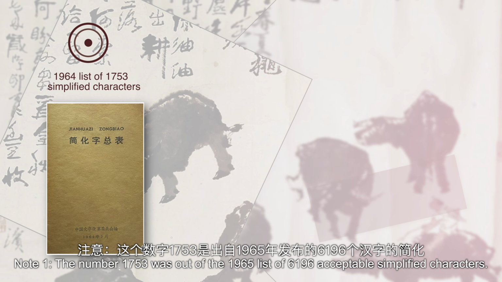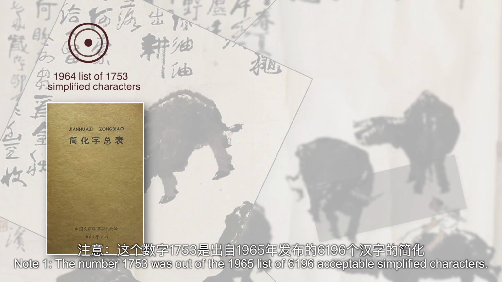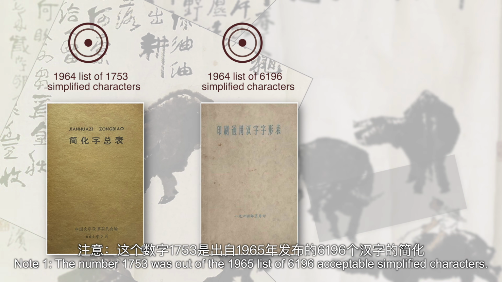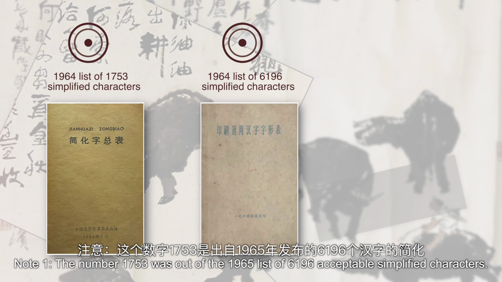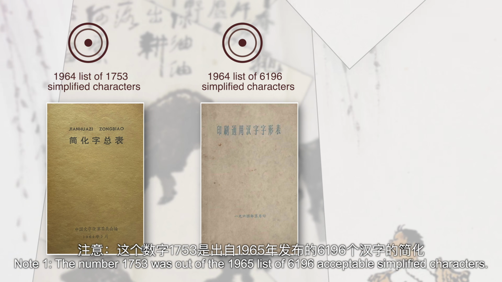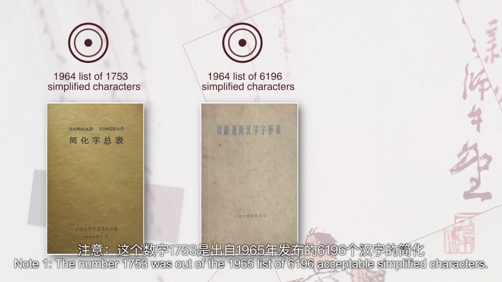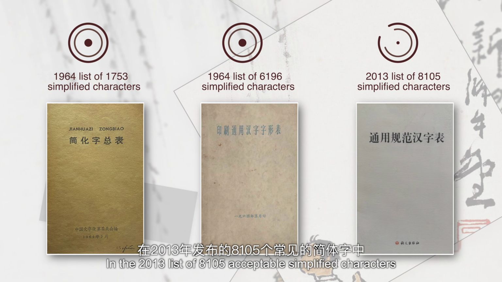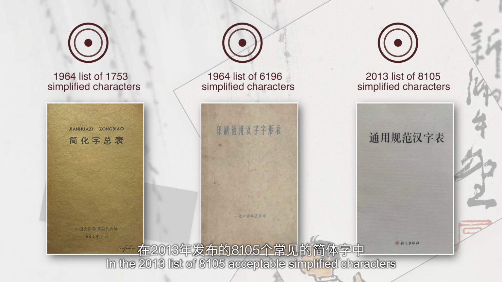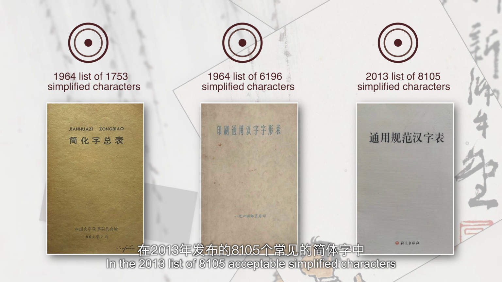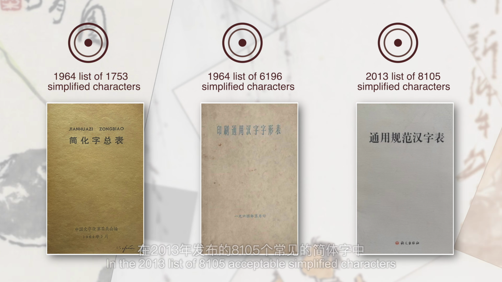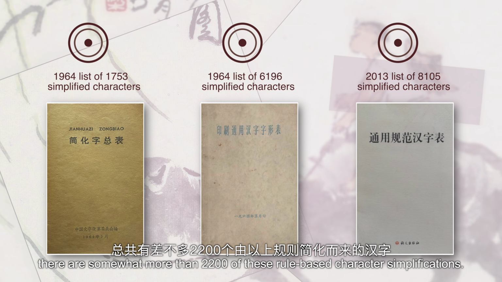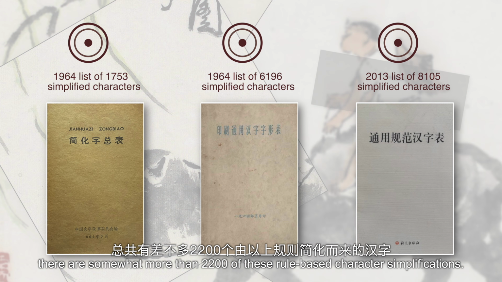Note: the number 1753 was out of the 1965 list of 6,196 acceptable simplified characters. In 2013, a list of 8,105 acceptable simplified characters. There was somewhat more than 2,200 of these rule-based character simplifications.